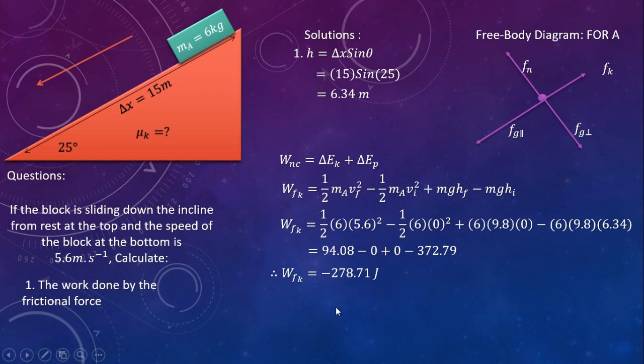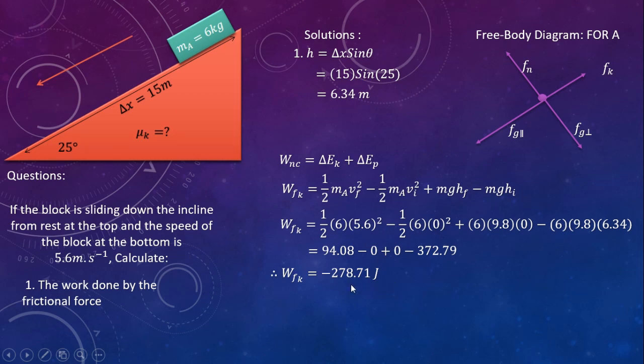The only difference is here it gives us a negative value, which I did specify, because friction does negative work on the system. That means it takes the energy out of the system. That's why there's a change in the kinetic energy and a change in the gravitational potential energy. Because of friction, it takes the energy out of the system.